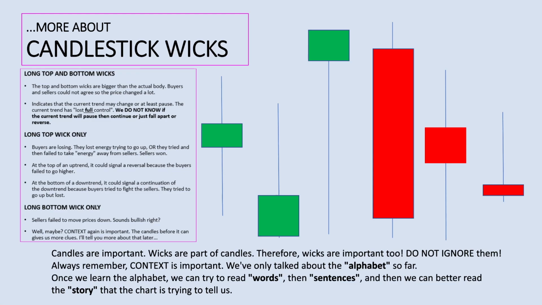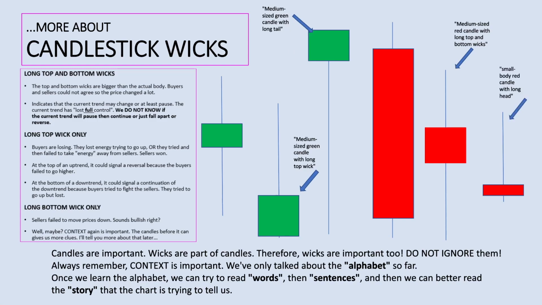We've only talked about the alphabet so far. Once we learn the alphabet, we can try to read the words, then the sentences, and then we can better read the story. Okay, so what's this over here? Well, this is a medium-sized green candle with a long top wick. Oh, how about this one? Well, that's a medium-sized green candle with a long tail. How about this one over here? Well, that's a medium-sized red candle with a long top and bottom wick. Correct. And how about that one? Well, that's a small red bodied candle with a long head. Absolutely right, right? If you say these things to your friends, wow, they'll be impressed, right?